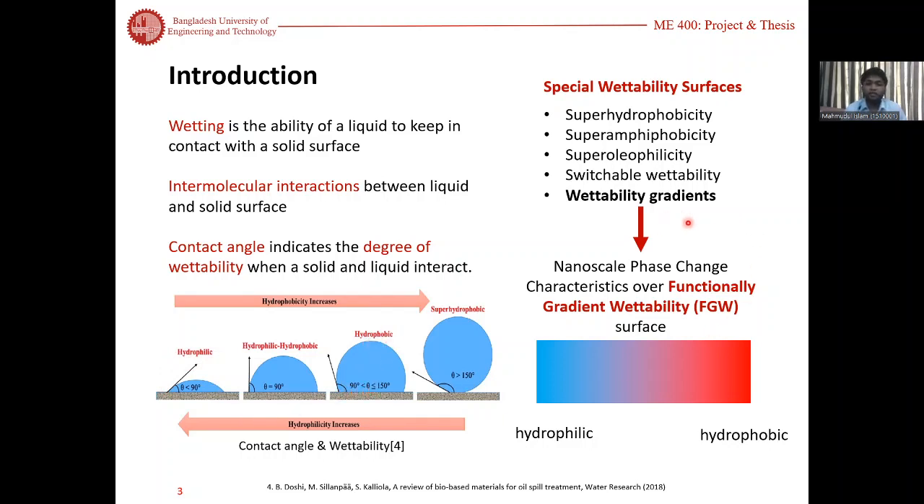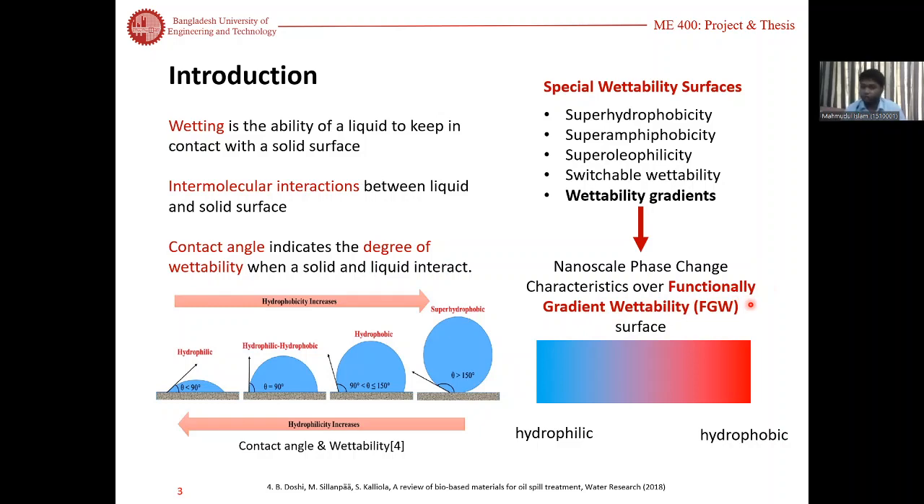And besides them, there are a number of special wettability surfaces. One of them is wettability gradient. In wettability gradient surface, one part of the surface is hydrophilic, other part of the surface is hydrophobic, and the wettability gradually varies along the surface. And when this gradual variation of the wettability depends on a particular function, we call it functionally gradient wettability surface or FGW surface.